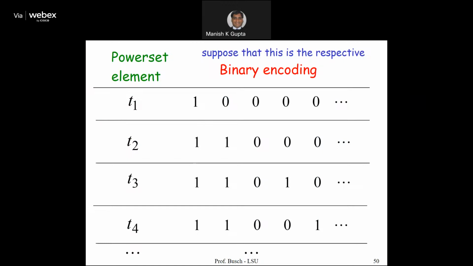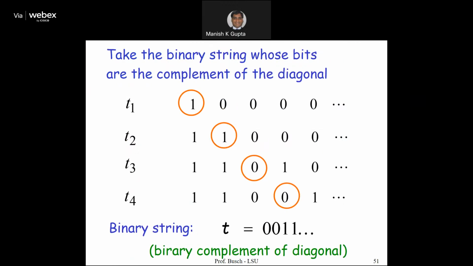So this power set corresponds to binary strings, right? I have to basically give you an example of a string. Think about it. It's a beautiful idea. I'm taking a binary string T. Look at this binary string T, how do we construct it? The first element here is the complement of the first element there. I will look at the diagonal elements in this array.